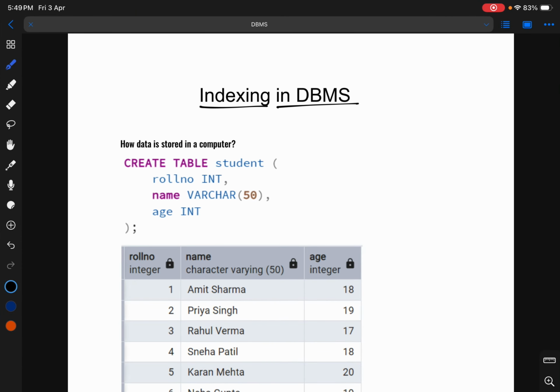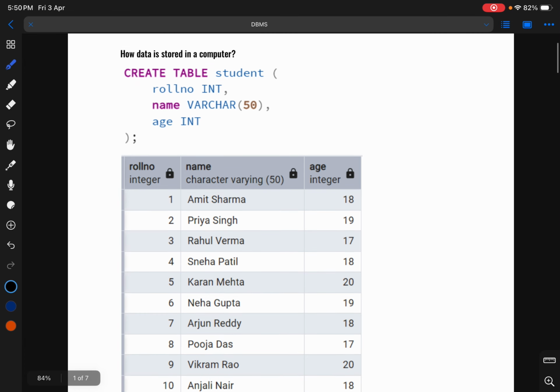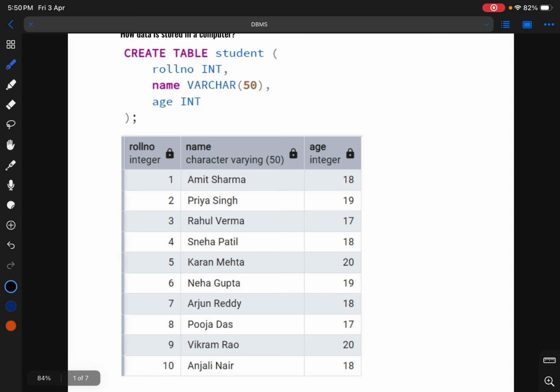Hello everyone. So let's talk about indexing in database management systems. What is indexing, why do we need indexing, and how can we create an index of a large database file? Before we dive into indexing, first let's talk about how the actual data is stored in the computer. For example, let's take a table student.